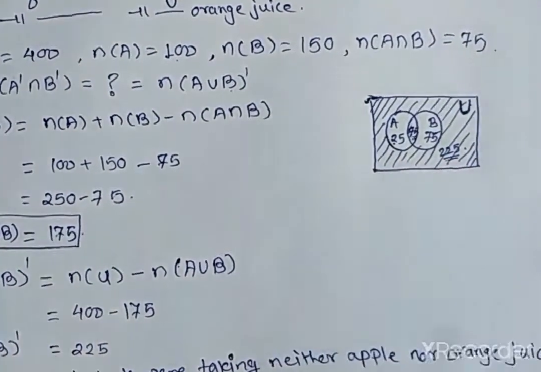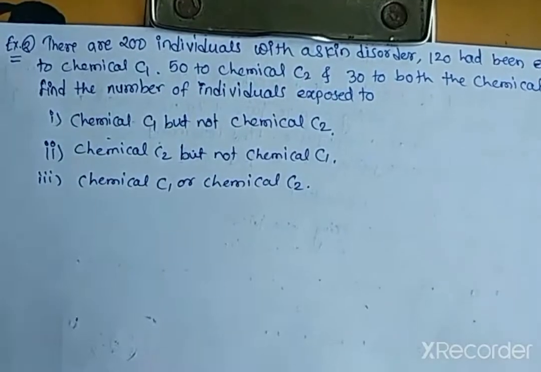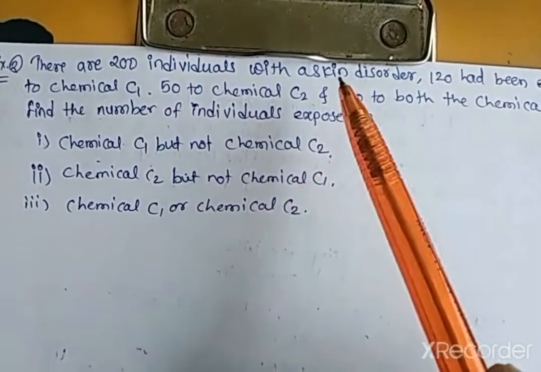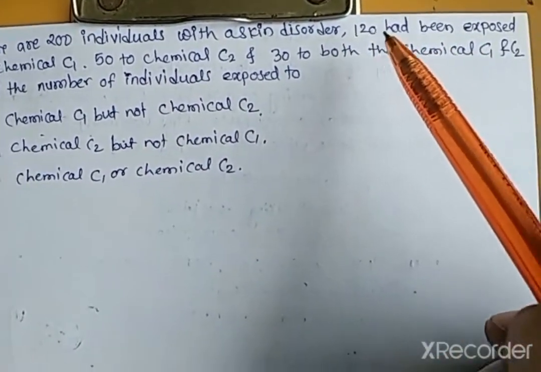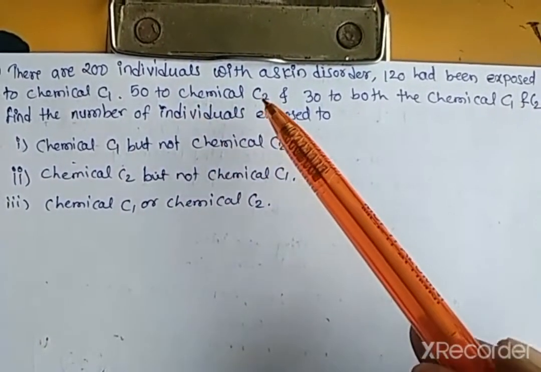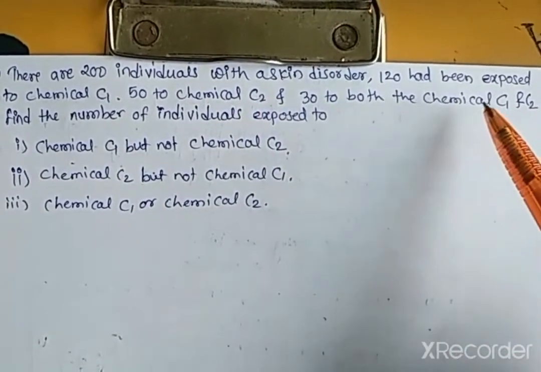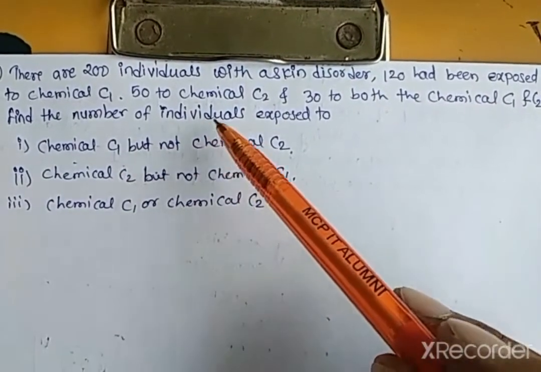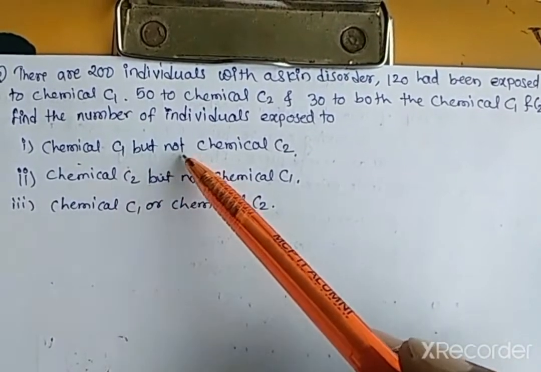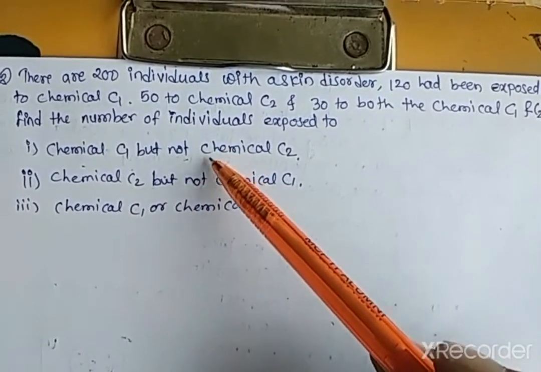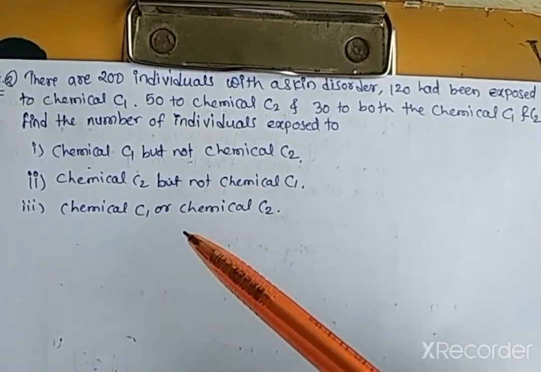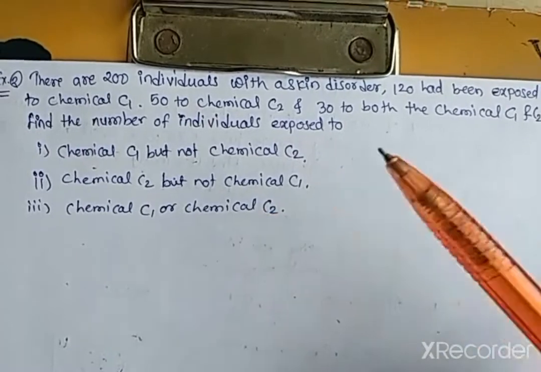Okay, now we consider the next example. In this example there are 200 individuals with a skin disorder. 120 had been exposed to chemical C1, 50 to chemical C2, and 30 to both chemical C1 and C2. Find the number of individuals exposed to chemical C1 but not chemical C2, chemical C2 but not chemical C1, and chemical C1 or chemical C2. Okay, this is our question.